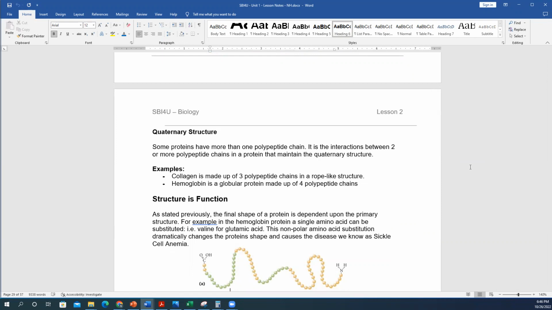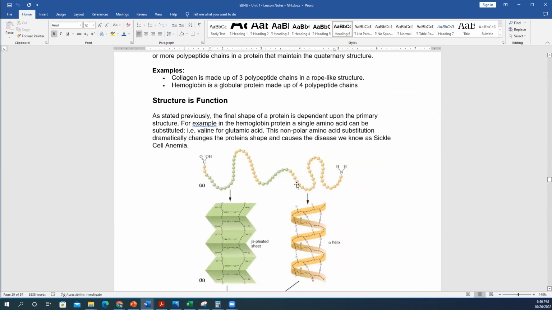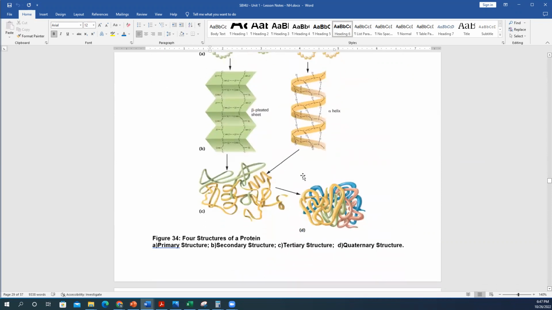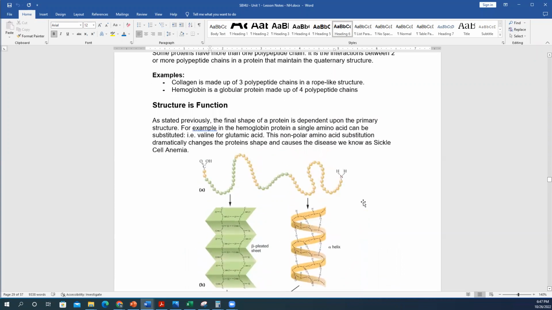Hemoglobin is a good example of this type of protein. It is made out of four of these polypeptide chains, so four of them will need to come together in order to form a stable hemoglobin protein.